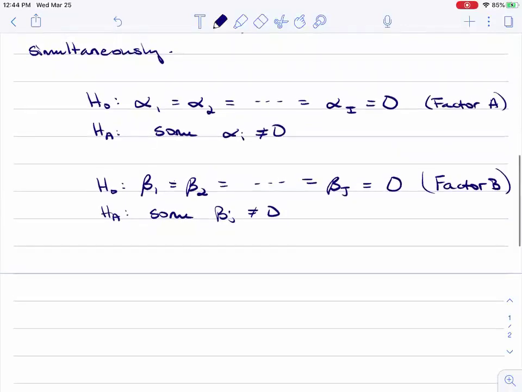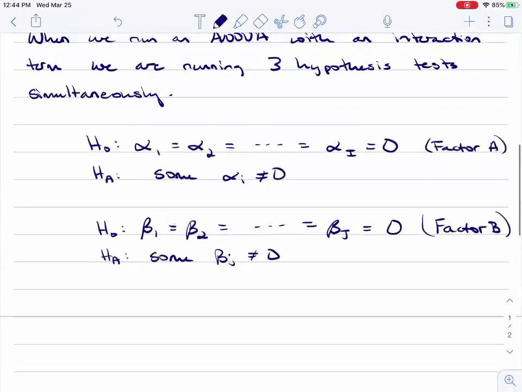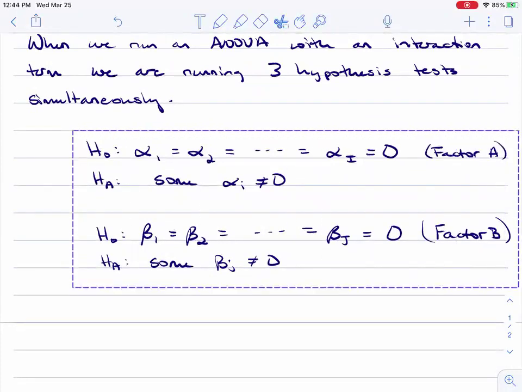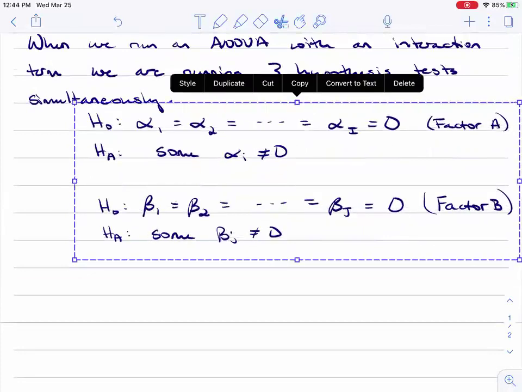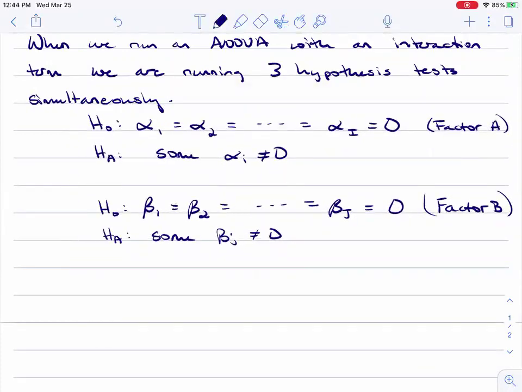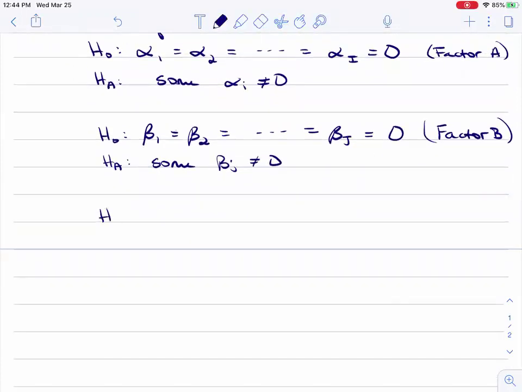And then the last hypothesis that we're checking, and I'm going to bump these up so I've got them all on the same page. There, that looks okay. The last one is that all of the gamma ij's equal 0. So this is for our interaction.